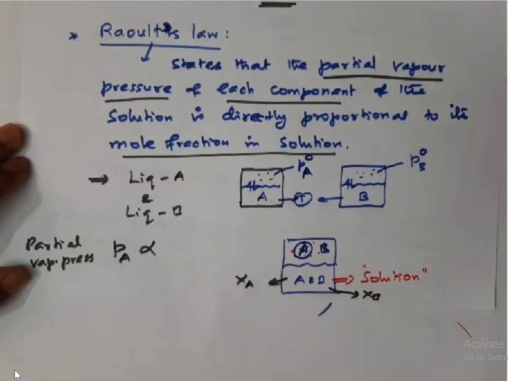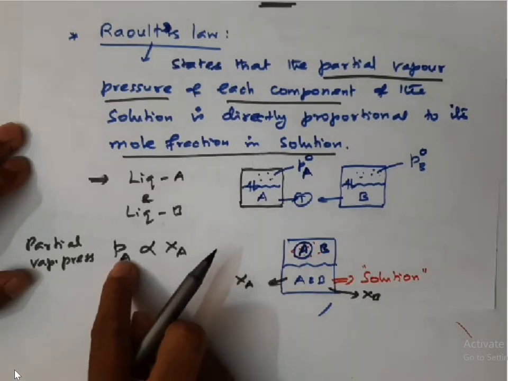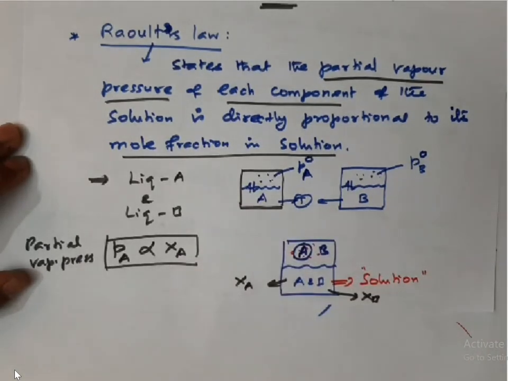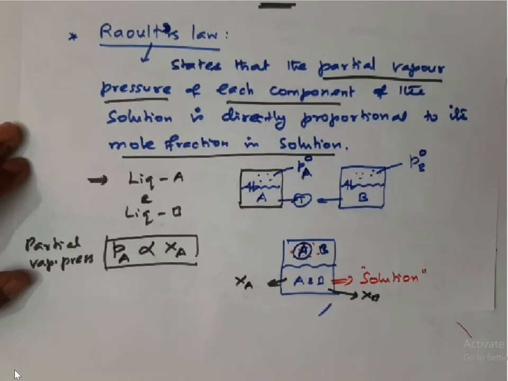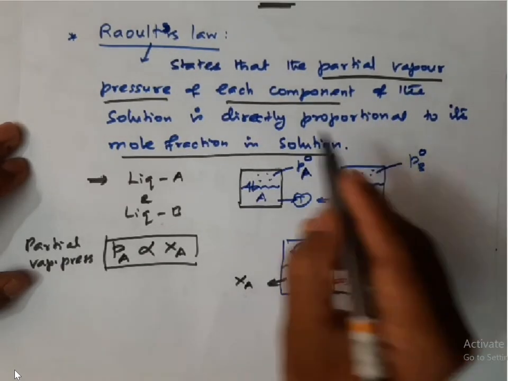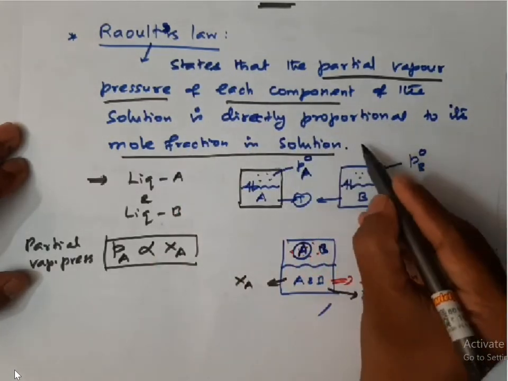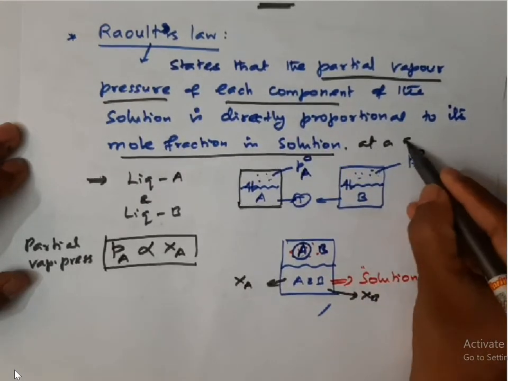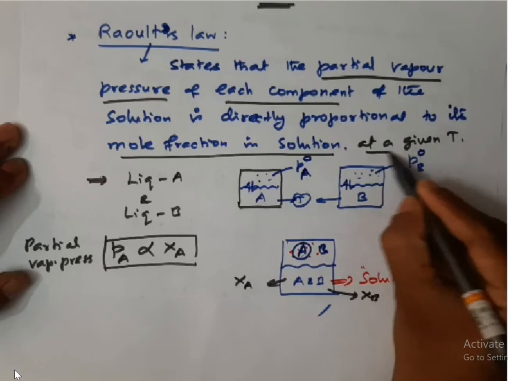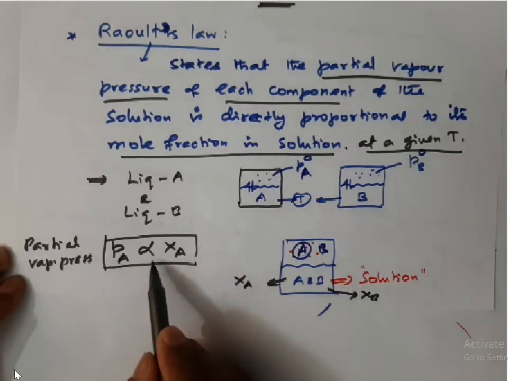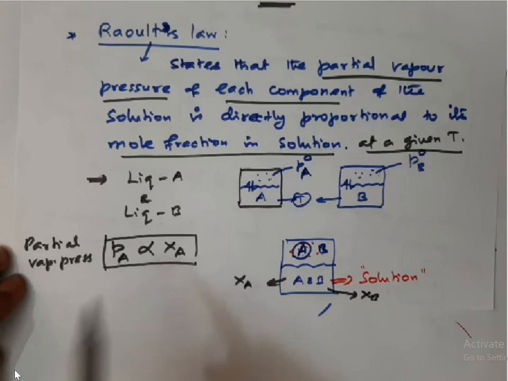Okay, what is the mole fraction of A? You see, or you calculate, then the partial pressure should be directly proportional to mole fraction of A present in the solution. This is called Raoult's law, right? At a given temperature. It says that partial vapor pressure of each component of the solution is directly proportional to its mole fraction in solution at a given temperature, or at a constant temperature. We have to include this term. Temperature should be constant. And this is what we call the mathematical form of Raoult's law. Students, is this clear? Any doubt?